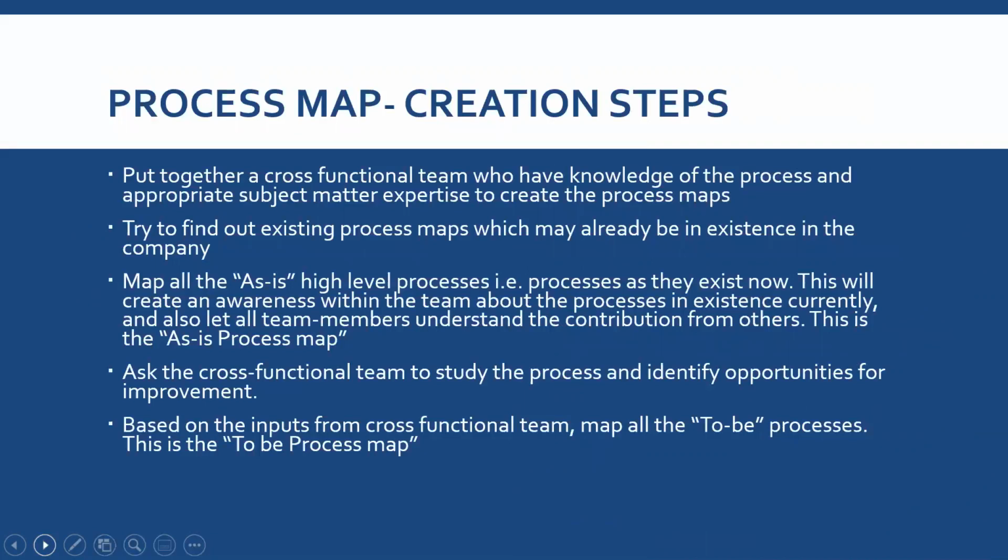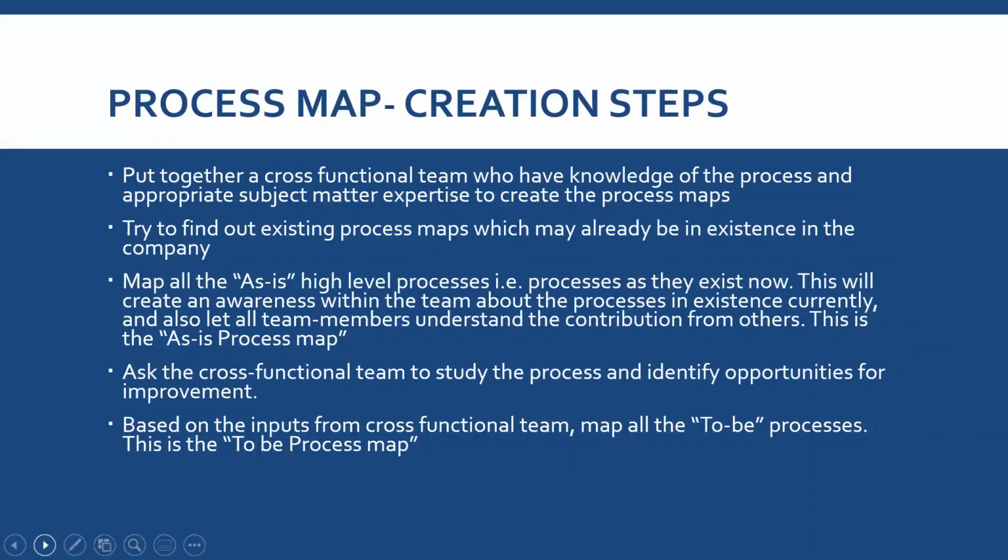Okay, now here are the steps for creating the process map. What you need to do first is put the cross-functional team together and start looking into the process. You should have at least a subject matter expert who is able to create the process map. Second, try to find out existing process maps which may already exist in the company. They might have created the flow chart before your project. If you have it, that would be great to take a look at it.